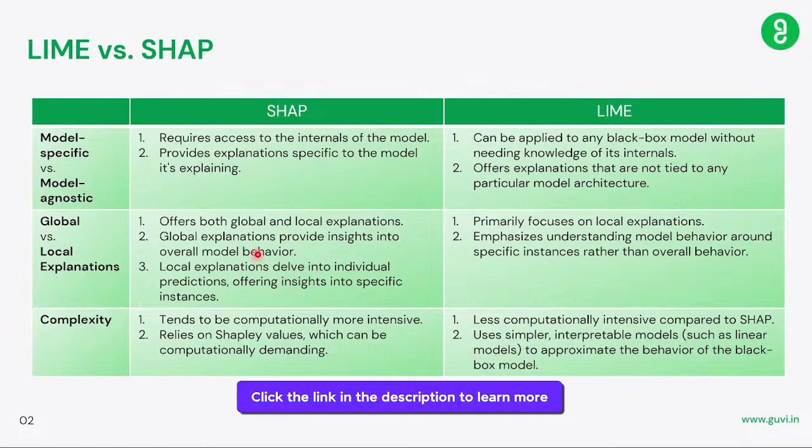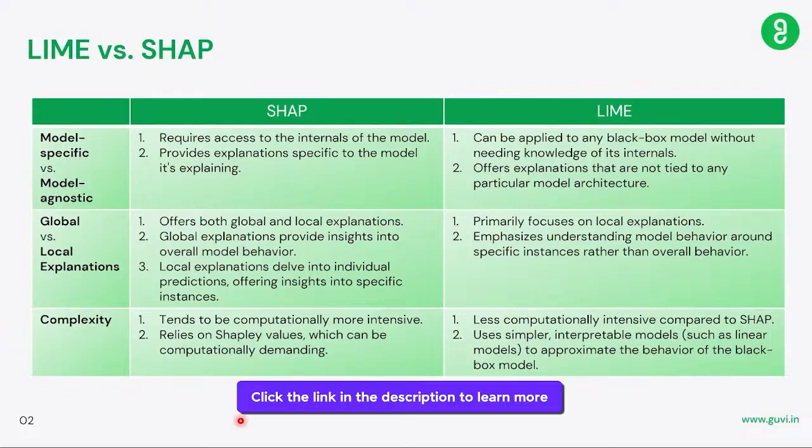On the other hand, Sharp can give both a global and a local interpretation. However, even if you're going to use Lime, from the model, whatever the model I'm going to use, I can still get the global interpretations from that model itself, the feature importances. But not using this method, but using that specific ML model's method.